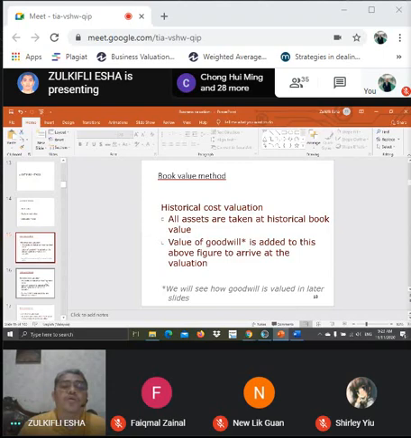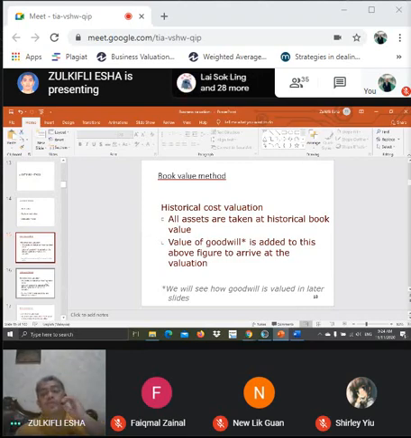So value of goodwill. Again, you need to know what is a goodwill before you can value a company which has a goodwill element. You need to know what is a goodwill, what are the elements of goodwill, what is the characteristic of goodwill.